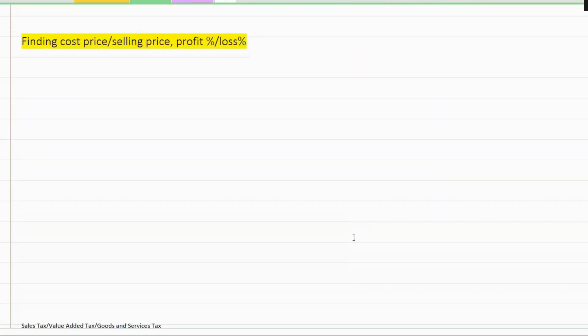Coming to the next thing, that is finding cost price, selling price, profit or loss. First of all, what is cost price? Cost price means for what value a person has bought it. Suppose one object was bought for rupees 2000. This is cost price.